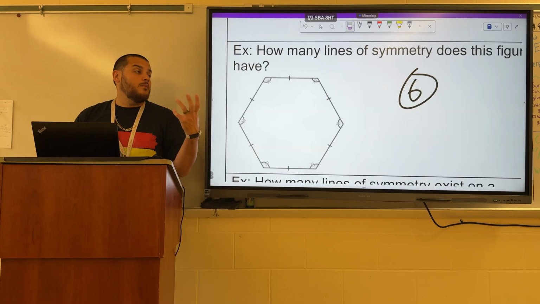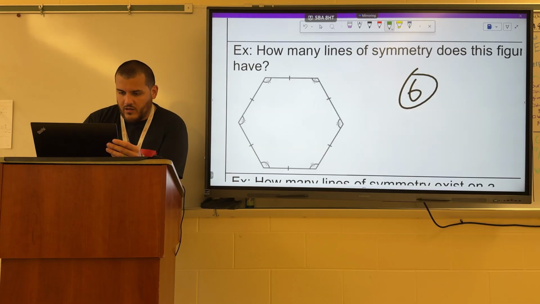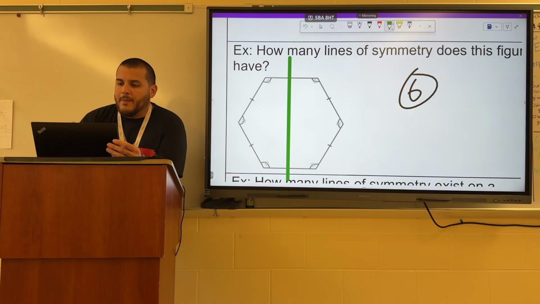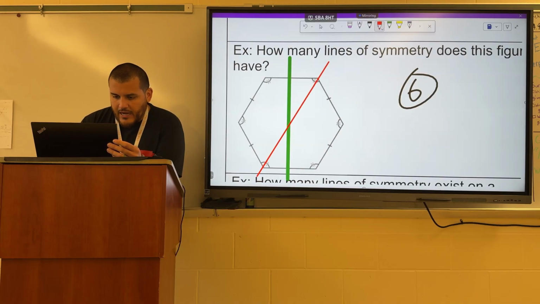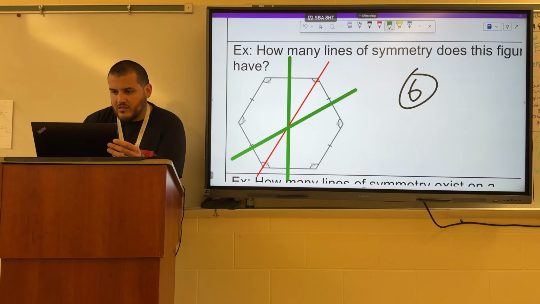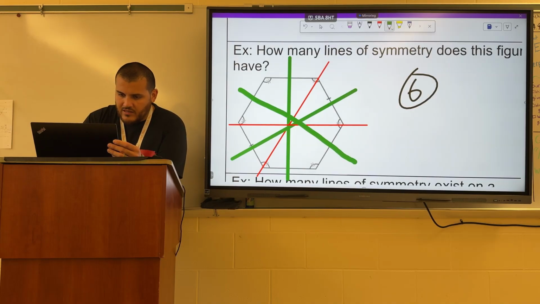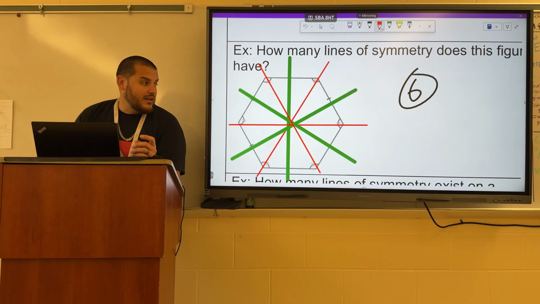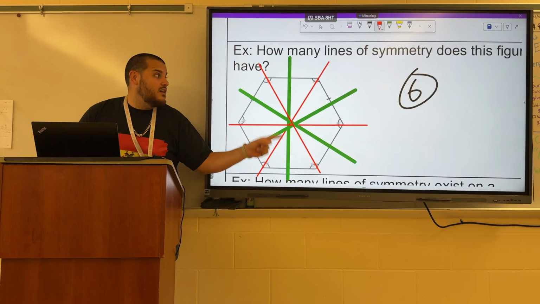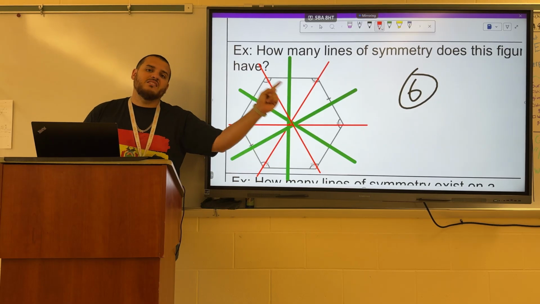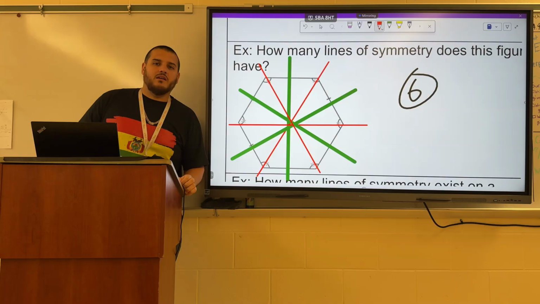If you're concerned about where those lines would be, I'll show you. We'll have a vertical one right here. Then we'll also have lines that go through opposite vertices in the shape, like that. And then we have this one that goes through the middle of the sides here. We'll have this one that goes through those vertices. We'll have this one that goes through the middle of that side there. And then we'll have this one that goes through the vertices. So you can see I have 3 green, 3 red, 6 lines of symmetry on this regular polygon.